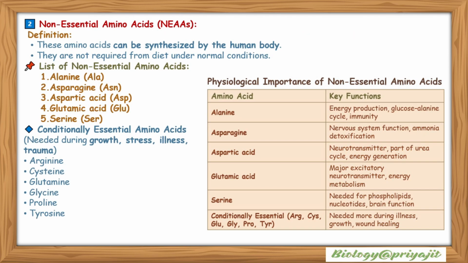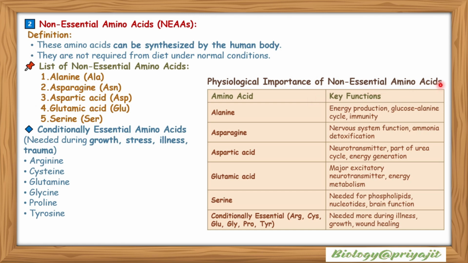Now we should know about the non-essential amino acids. These amino acids can be synthesized by the human body. They are not required from diet under normal conditions. The list of non-essential amino acids are alanine, asparagine, aspartic acid, glutamic acid and serine. Conditionally essential amino acids are needed during growth, stress, illness and trauma. They are the following: arginine, cysteine, glutamine, glycine, proline and tyrosine.